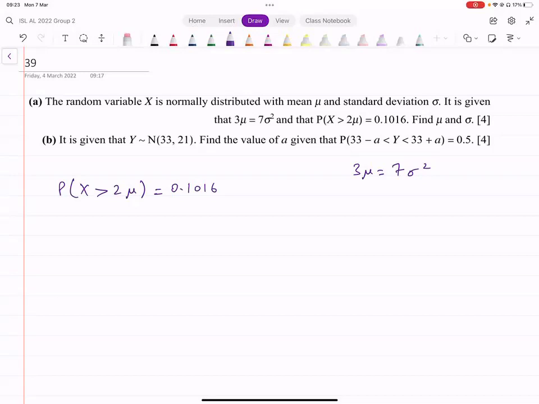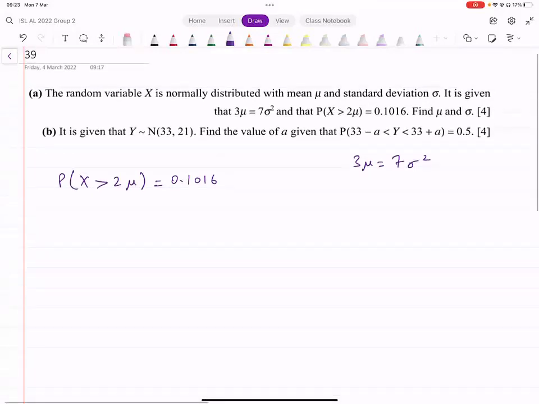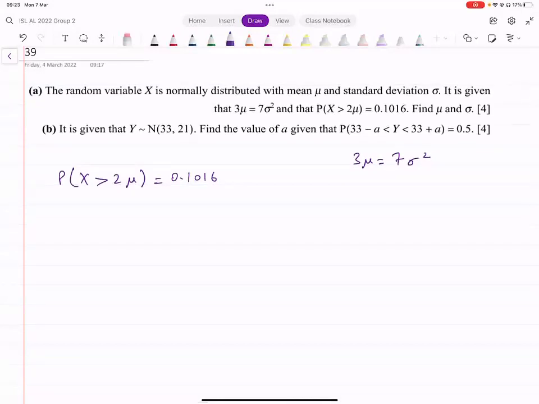Okay. Now, how do we think about it? So what's the first thing we do? इसको पहले z में convert कर लें, right? Because table में तो x की values नहीं होती, table में तो z की values होती हैं. So we write it like this. We say this is probability of z greater than something that is equal to 0.1016. Okay, so that's the first thing we do.